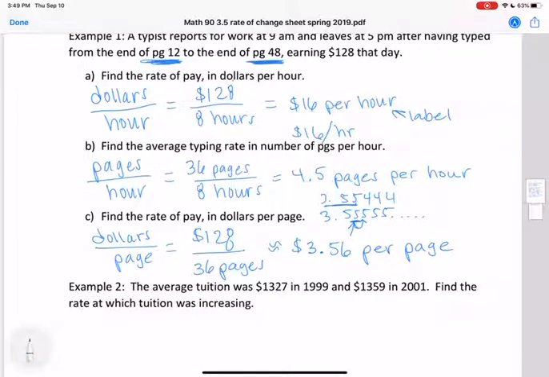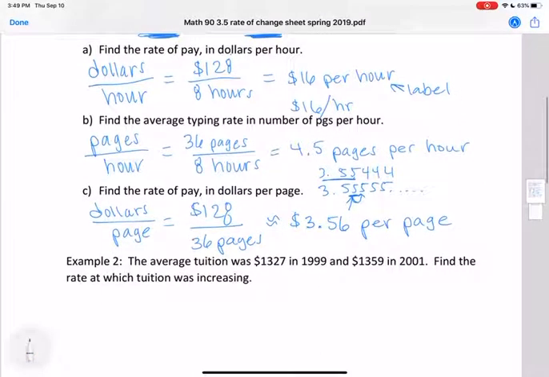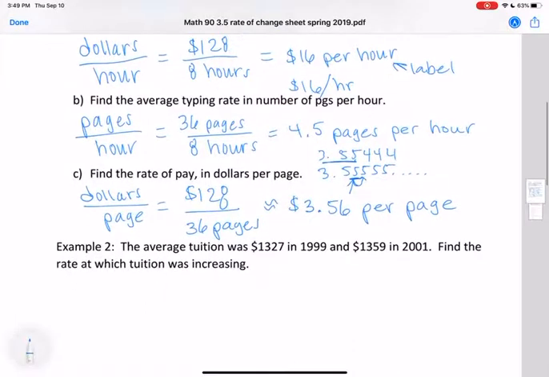All right, next, example 2. The average tuition was $1,327 in 1999, and then $1,359 in 2001. Find the rate at which it was increasing. So I'm going to go ahead and write that first as dollars over years.